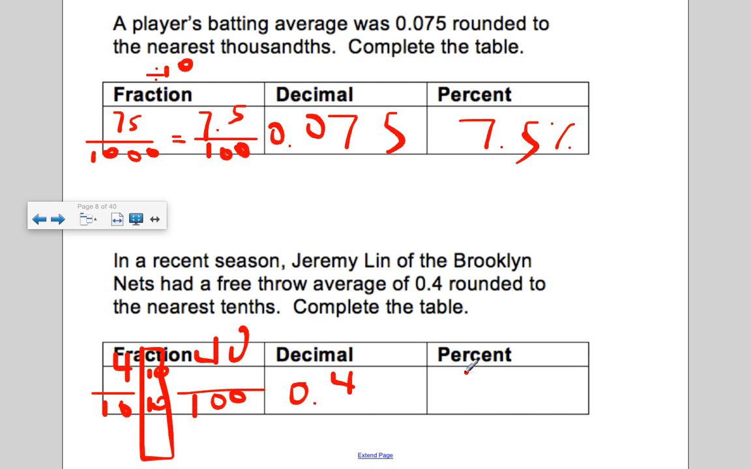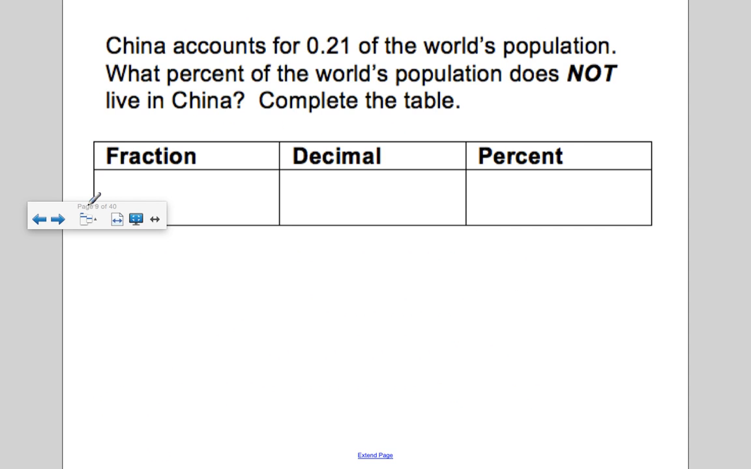So I get 40%. Did you know you could have done it as a shortcut? You could have rewritten 4 tenths as 40 hundredths and you could have gotten the answer a little more efficiently, faster. So last but not least, China accounts for 21 hundredths of the world's population.